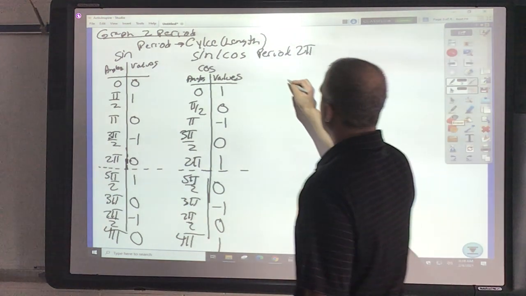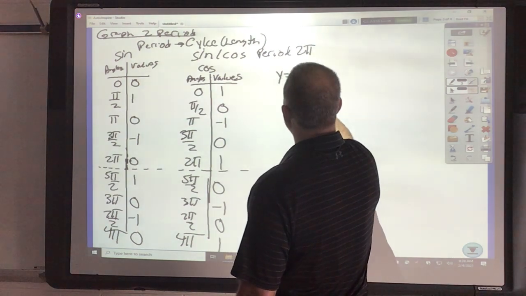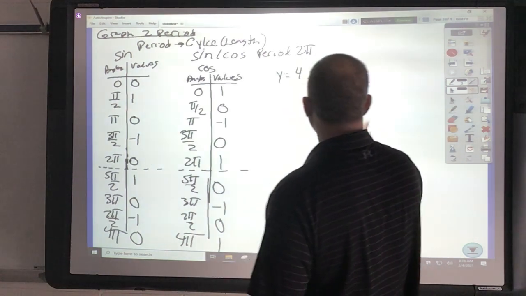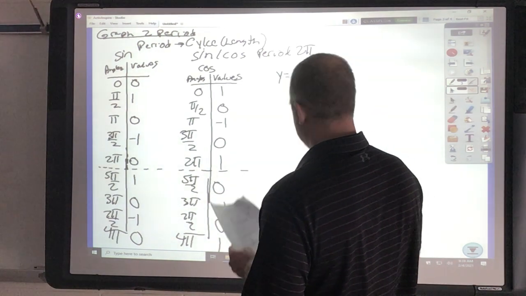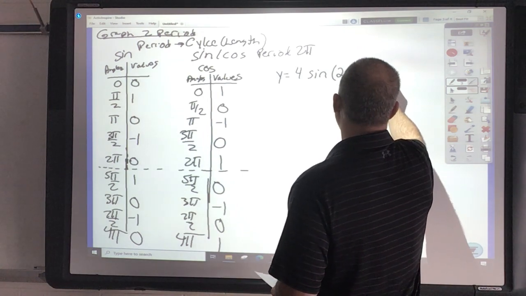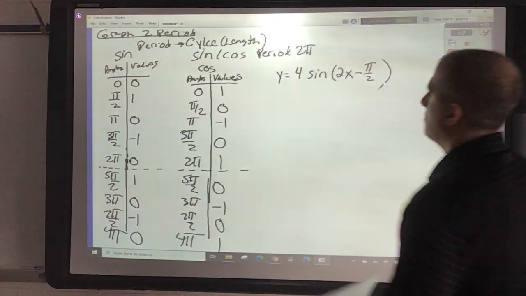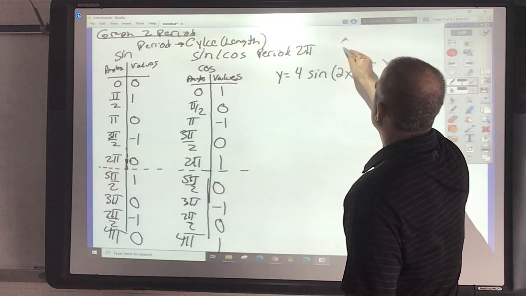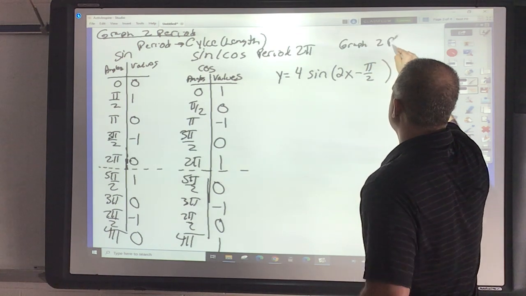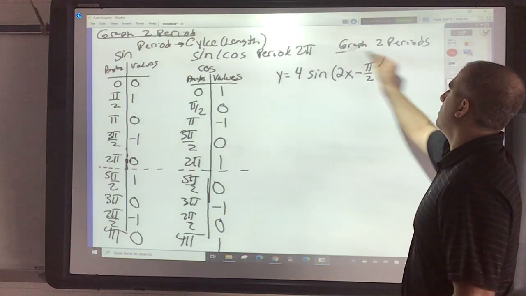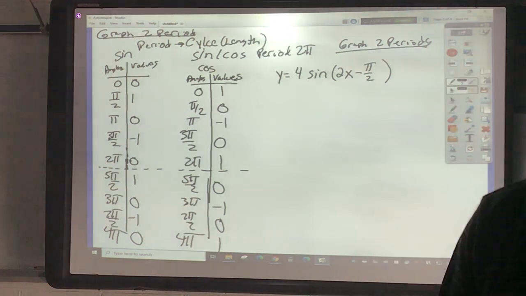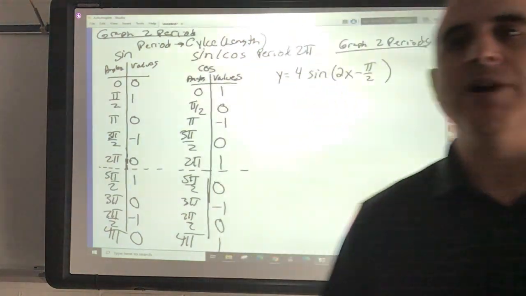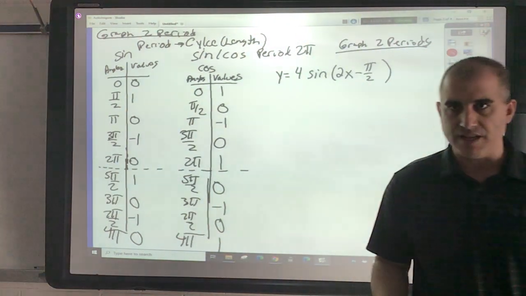Let's do 2x minus pi over 2. Let's take a look at this one, and let's say we wanted to graph 2 periods. That was what the directions were. Now, in this virtual world, for the most part, we're just going to ask you to write the tables and match graphs. But I want to teach you how the graphs are made so you understand the concept.